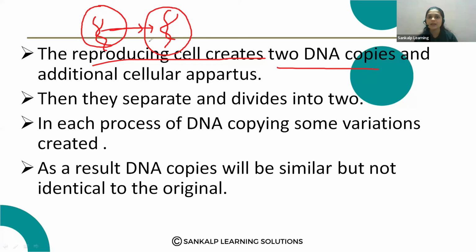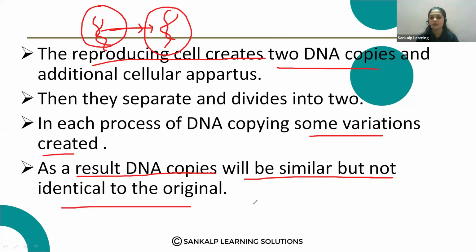But during the copying process, what does the DNA do? It produces another copy of itself during the reproduction. But during the copying process, some variation is created. When copying, some variation is created. As a result, DNA copies will be similar but not identical to the original. So it is similar, almost the same, but not a carbon copy. Okay, so that is the point.